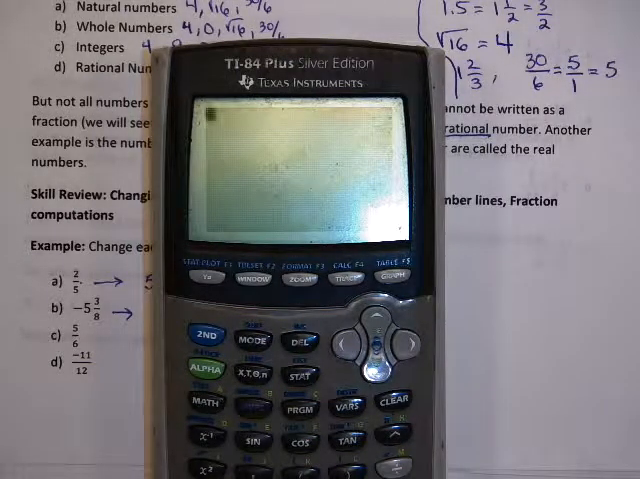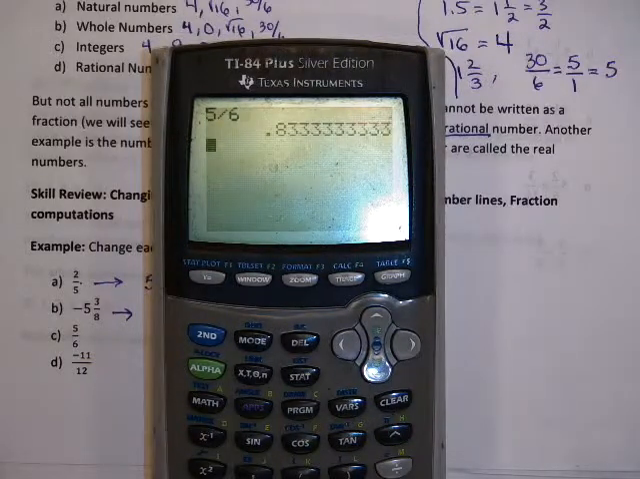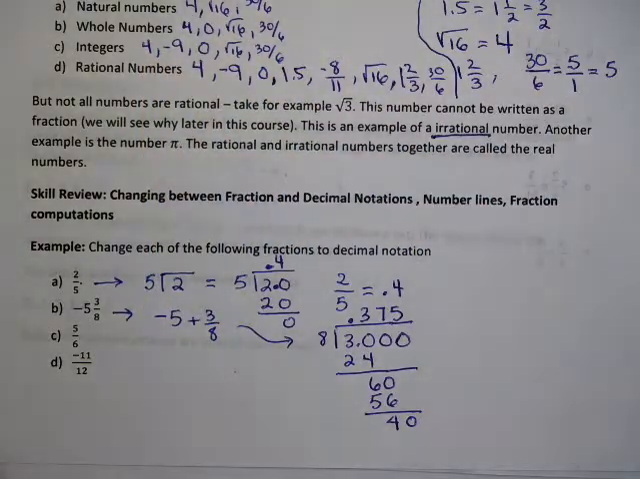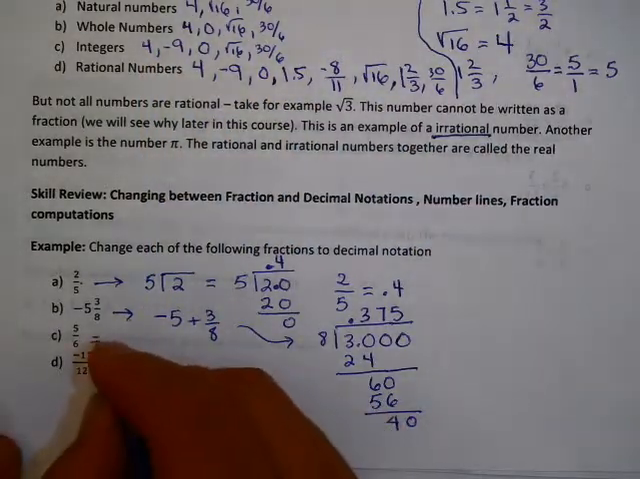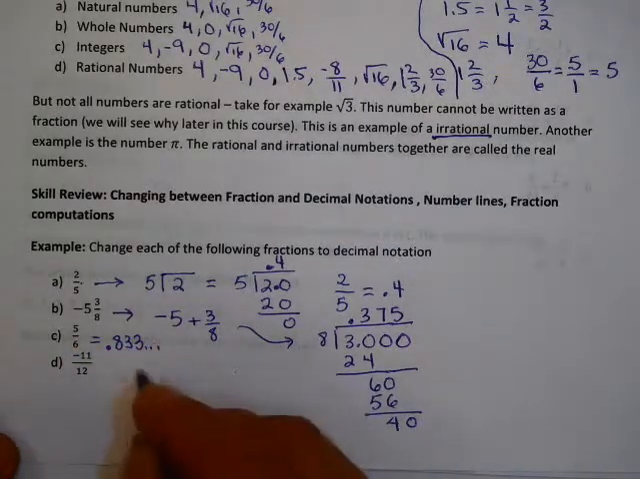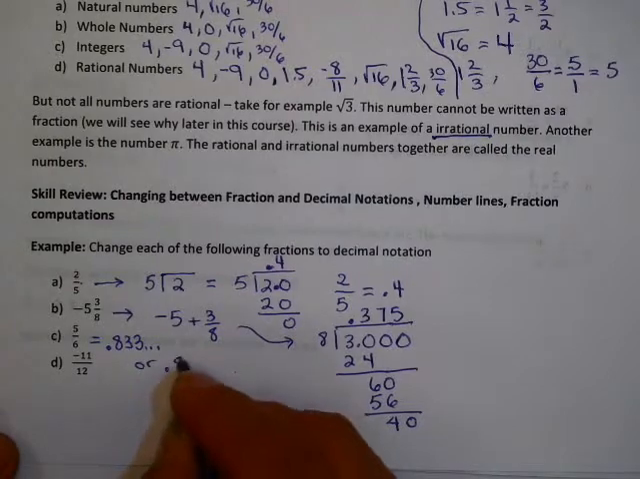Now, to do 5/6, all I have to do is 5 divided by 6, and I hit enter, and this tells me the decimal representation of that fraction. Now, you'll notice those 3's went on forever, so we write that either like this or like this.